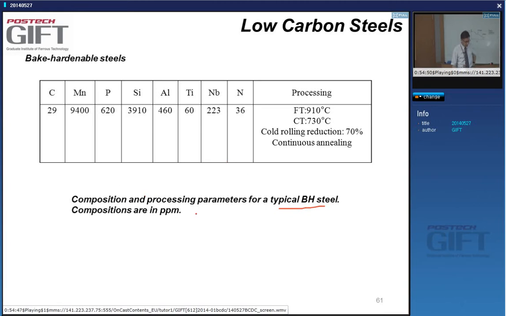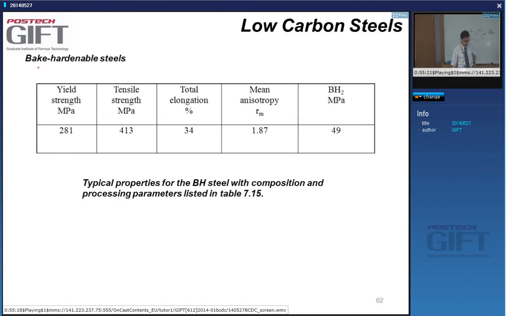Okay, so let's have a look at some typical bake hardening steels. What kind of compositions do we have? This is a bake hardening steel that's been vacuum treated, that has niobium as a stabilizing element and titanium to stabilize the nitrogen. So there's not much in this material with the exception of carbon, niobium, and titanium. What are the properties here? It's still a pretty soft material, 300 MPa yield strength. What I want to focus on is how much bake hardening you get. Typically 50 megapascal. That's the amount of bake hardening you can get.